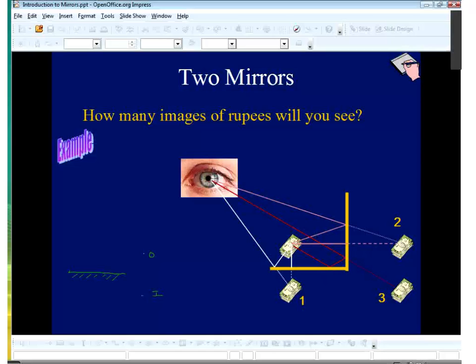The other way to think is of double reflection. How is the third image formed? One way is to think that this will act as object for this mirror, or this will act as object for this mirror. That's one way. The other way is to consider double reflection. Number 3.